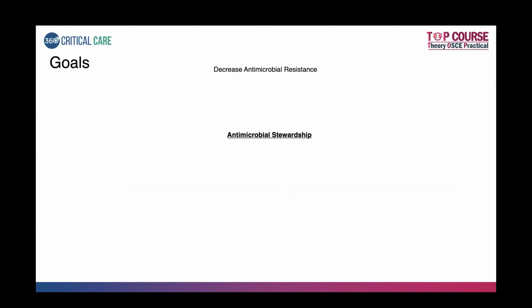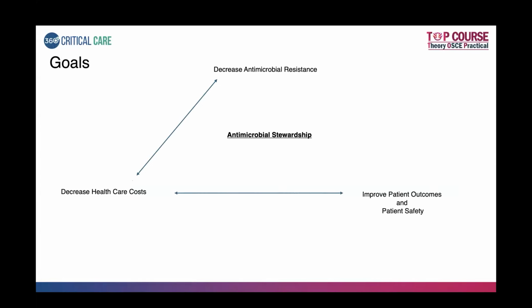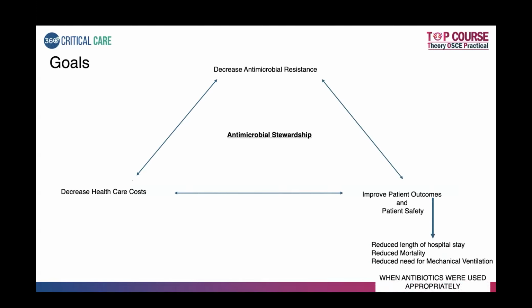So the goals of antimicrobial stewardship are to decrease antimicrobial resistance, decrease healthcare costs, and improve patient outcomes and patient safety. So these are the main goals of antimicrobial stewardship. When all these are adequately implemented, it helps to reduce the length of hospital stay, reduce mortality, and reduce the need for mechanical ventilation. All these were possible when antibiotics were used appropriately. And also, when there is decreased antibiotic use, there is a decrease in C. diff colonization, and there is no increased mortality and no readmissions to the ICU.